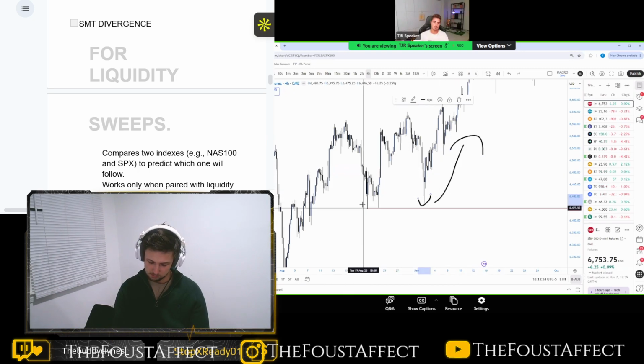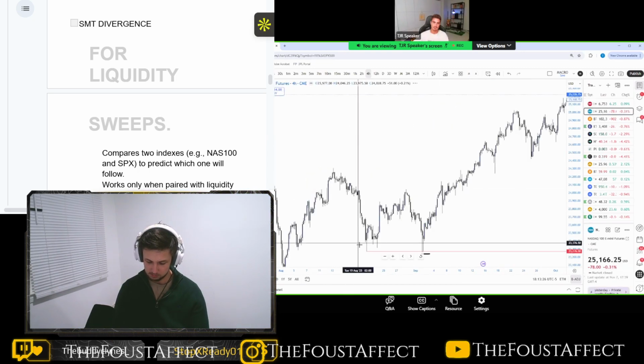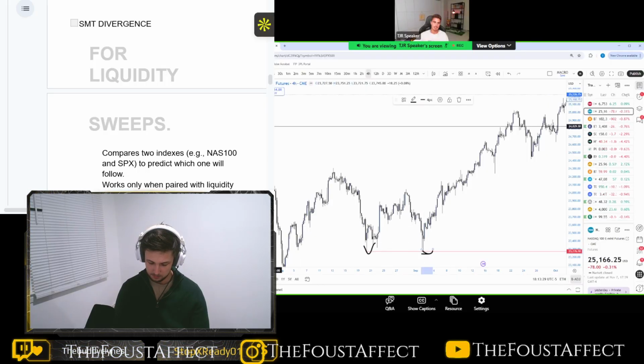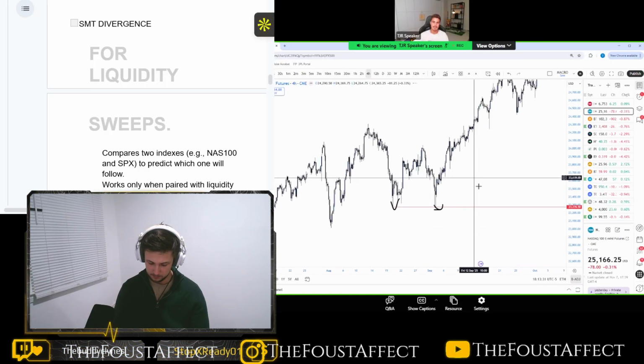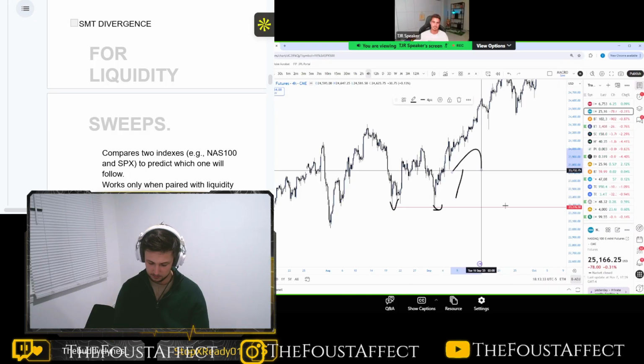Because this is a higher low than these lows. And this is a lower low than these lows. So NASDAQ is the lagging index and is going to want to catch up with the S&P 500 and move higher.